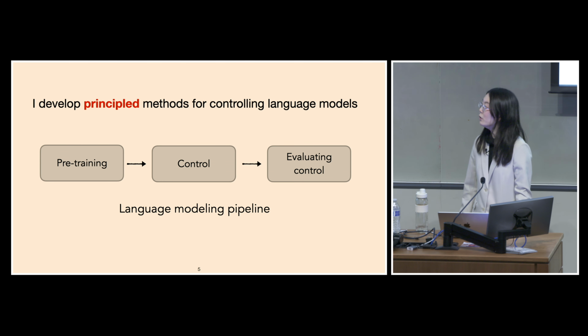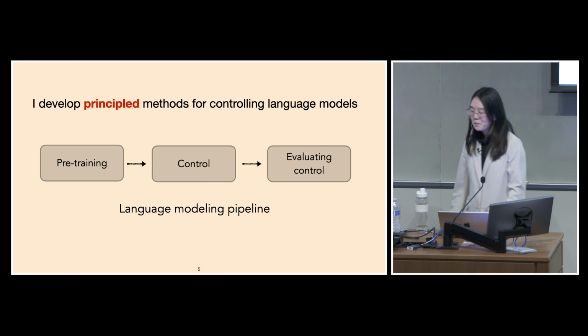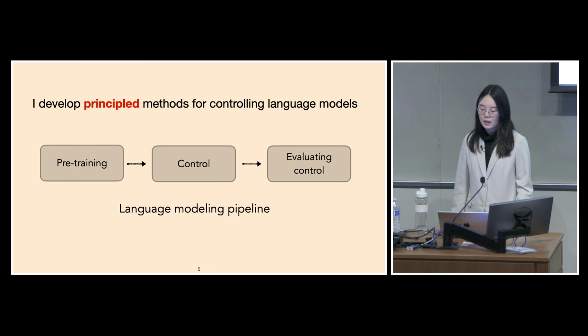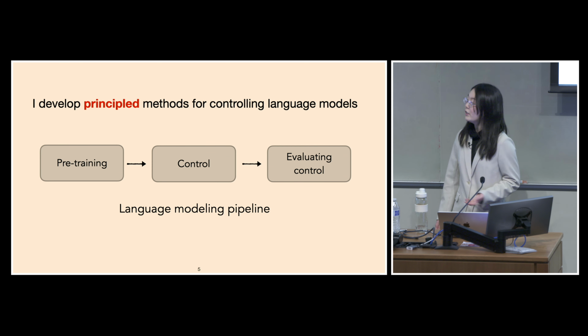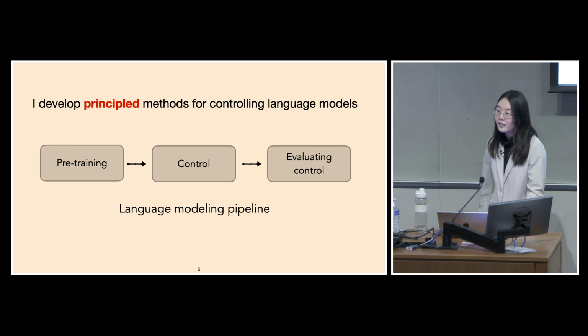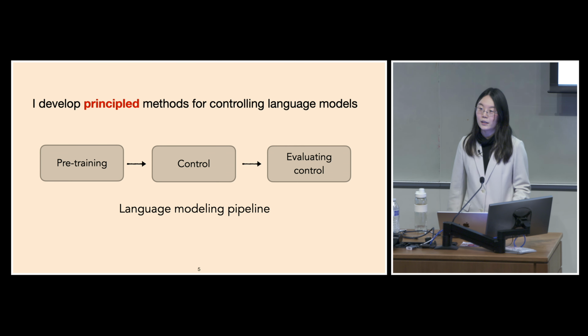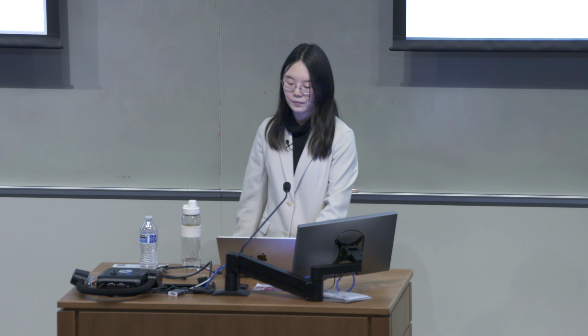And I developed principled methods for controlling language models. So zooming out a little bit, let's look at the broader context of the language modeling pipeline. We start with a pre-trained language model, and then we control and adapt the model for a particular use case. And finally, we need to evaluate our model to make sure that the control is actually successful. So let's take a closer look at the first stage.